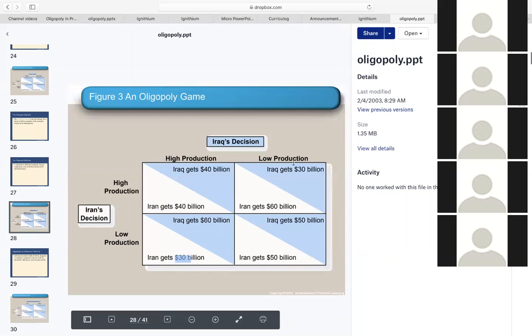Okay. Well, I'm going to assume, again, you guys can come back and view this, but you have to go through the steps to find the Nash equilibrium. That's the main point.